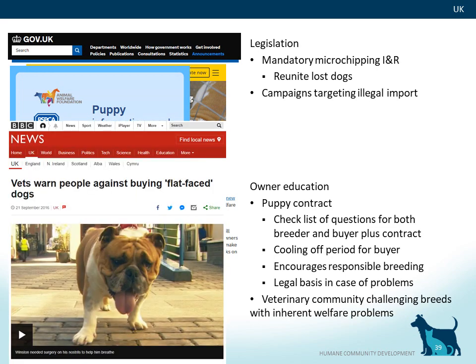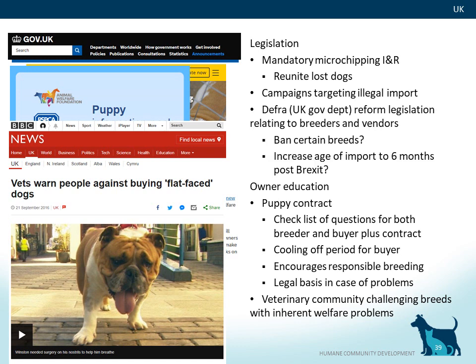We've also seen the veterinary community come together to challenge the breeding of dogs with inherent welfare problems, most notably the brachycephalic dogs. And it's really good to see this professional community act with such a coordinated and strong voice for dog welfare. And finally, DEFRA, which is the government department responsible for DPM, are starting to review legislation relating to breeders and vendors. And there is maybe the potential for them to ban certain breeds on the basis of welfare. They could indeed also look to increase the import age of dogs to 6 months following Brexit. None of that's confirmed at this time, but those are a couple of options that are on the table for discussion at the moment.